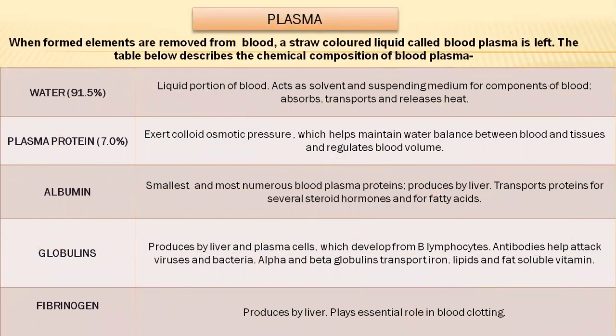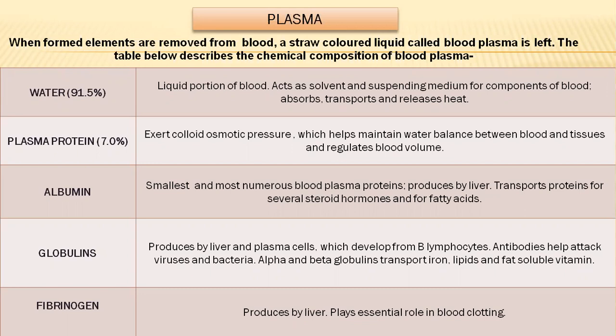Okay, so now let's look at plasma in detail. Like I said, when formed elements are removed from blood, a straw-colored liquid called blood plasma is left. The table below just describes the chemical composition of blood plasma.